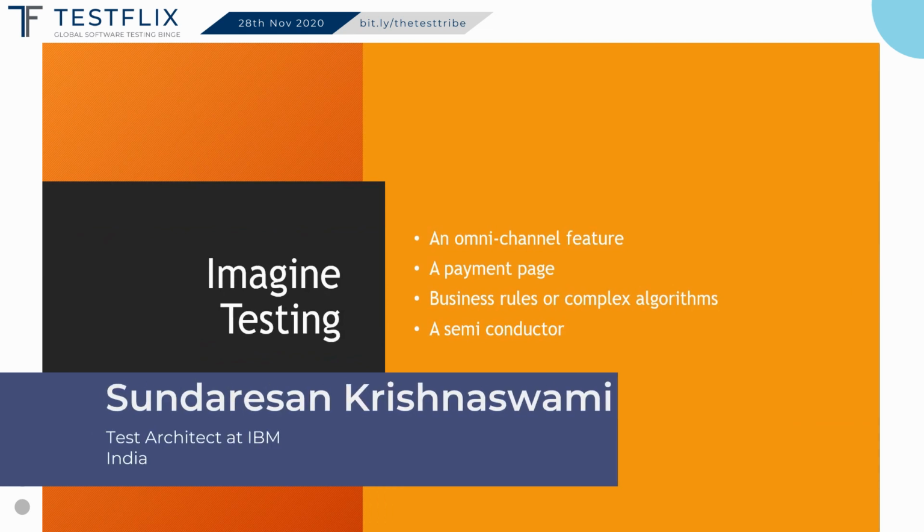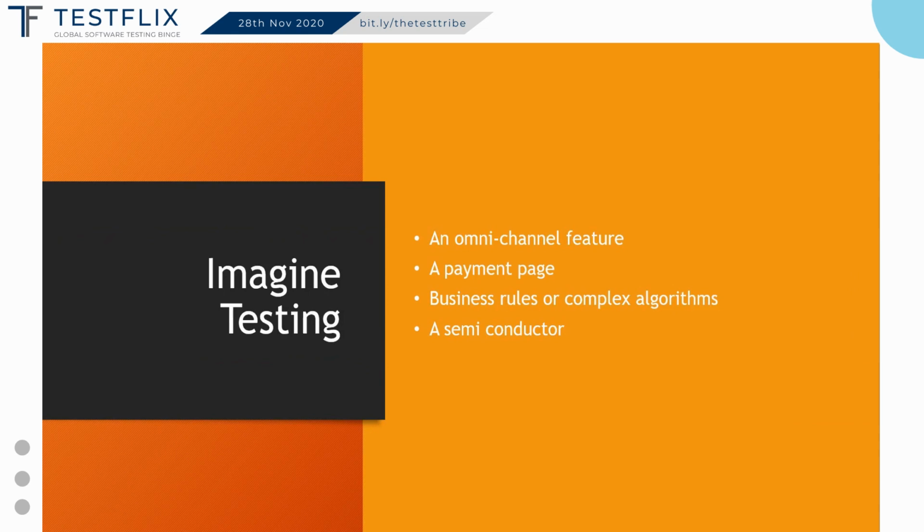So imagine that you are testing an omni-channel feature, a feature that cuts across different operating systems, different devices or form factors. Imagine that you're testing a payment page where there is credit card, debit cards, UPI, and several other payment methods. Imagine you're testing a business rule. For example, you're testing a shift scheduling algorithm, which lets an employer schedule shifts based on an employee's availability or their skill sets, or even based on the requirements that they have at that moment. And imagine you're testing a semiconductor where there is a lot of logic that is involved.